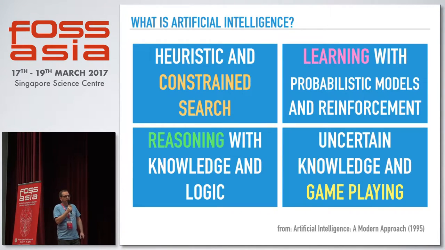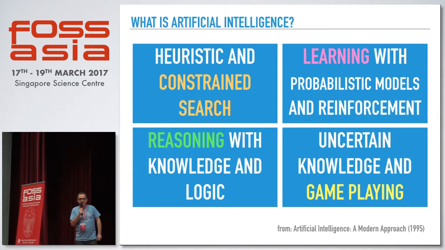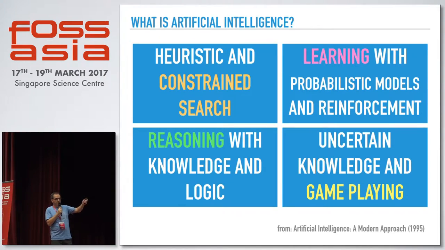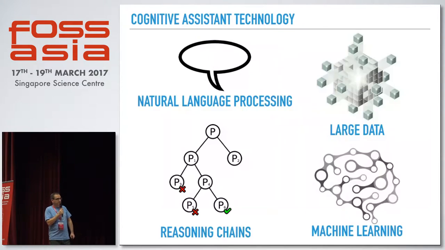Learning, we already heard a lot of learning methods and what a learning method is. Reasoning, this is working with knowledge. And logic, a deduction system is working with this. And game playing is a method where we can find the best solution in an uncertain field of options. So most of the algorithms are in one of these groups. So these are the methods to create artificial intelligence.